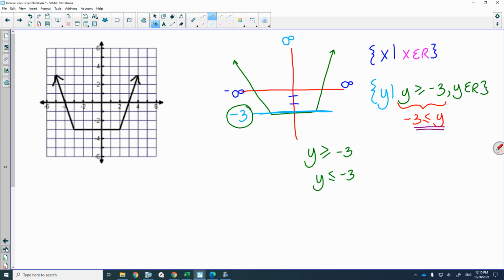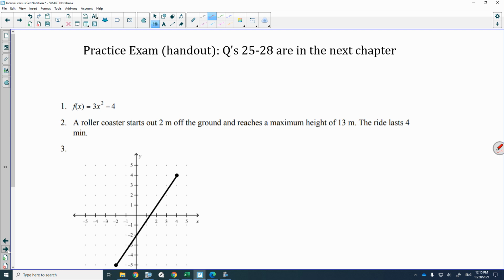Okay, what I want you to do now is you have another handout and it's your practice exam. So take out your practice exam. I'm going to get you to omit some questions. So you'll write at the top of the page what I want you to omit. Don't scratch these questions out after, so just save the questions. It's 25 to 28. So you don't have to do those. 25 to 28.